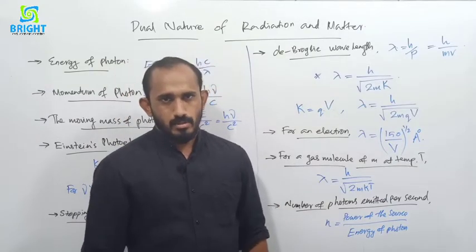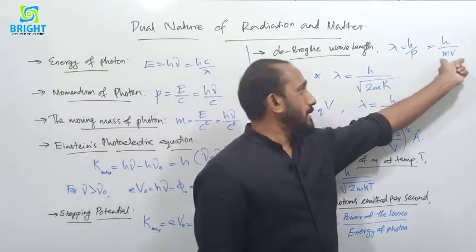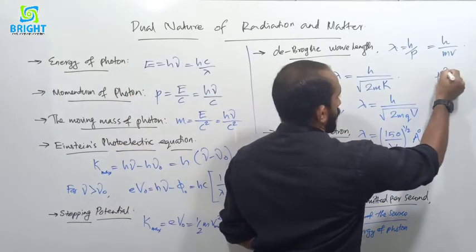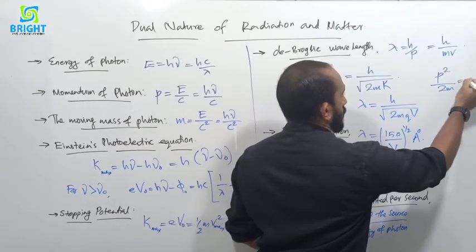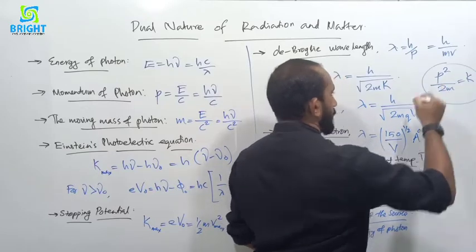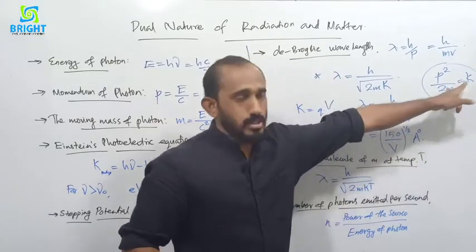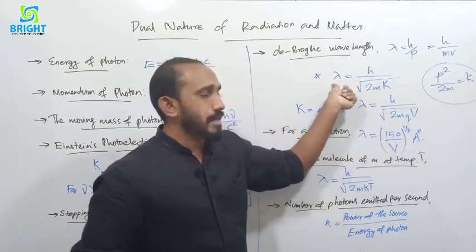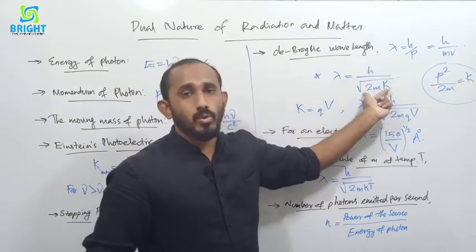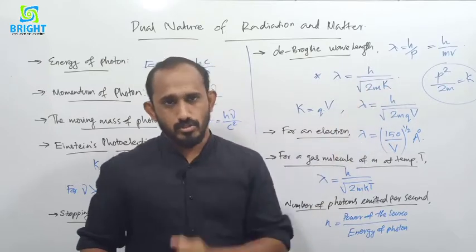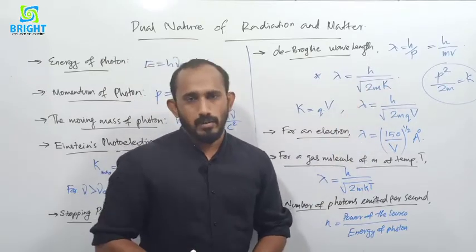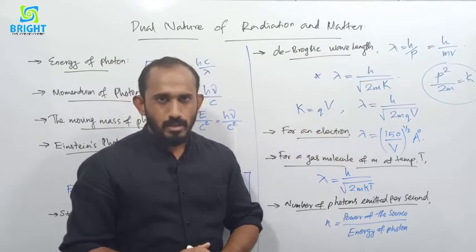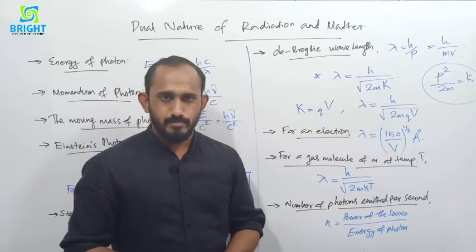Now this momentum mv you can link with the kinetic energy. You know p square by 2m is equal to K, the kinetic energy. So by using this concept, instead of mv you can write root of 2mK. So lambda can be h by root 2mK also, where K is the kinetic energy. If the energy of the particle is given, then you can use this equation to calculate the de Broglie wavelength, where m is the mass of the particle.